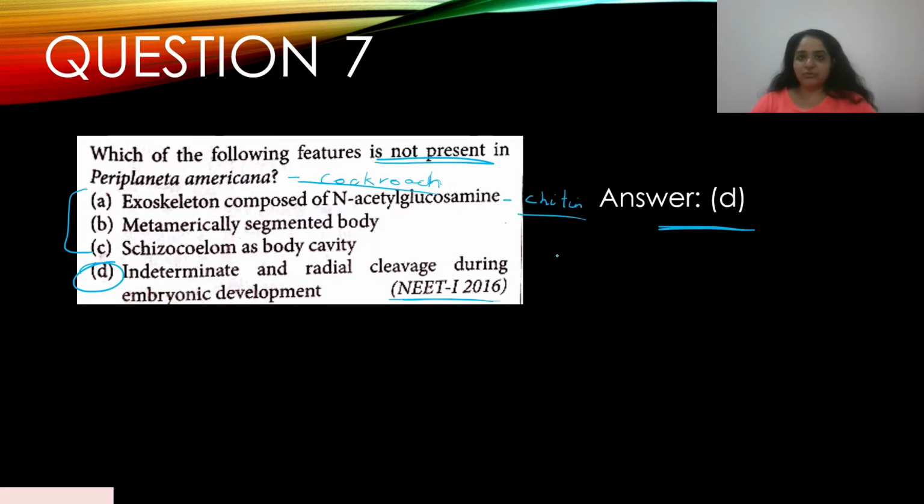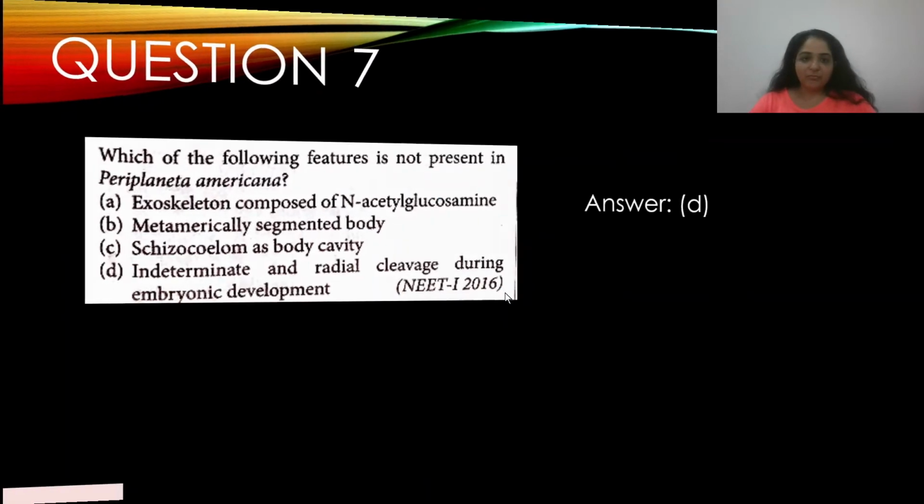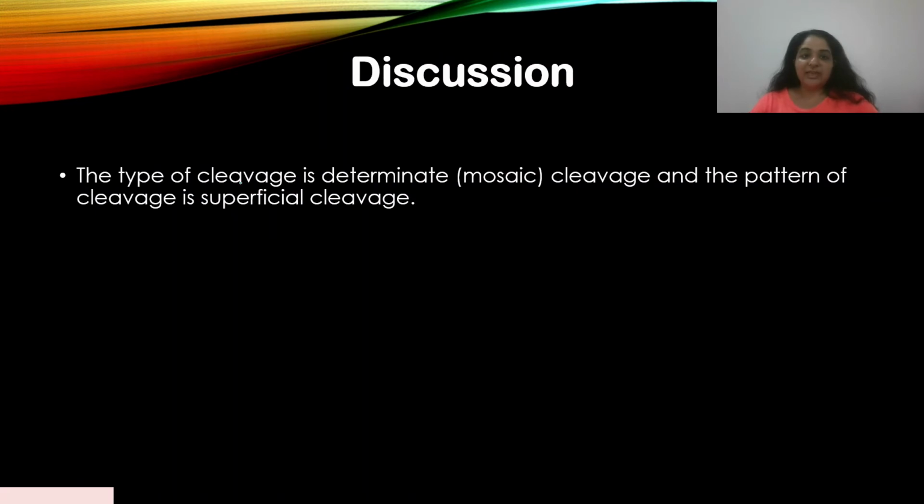Okay, and of course they have a segmented body, we know that, and the coelom is schizocoelom. That's formed from the mesoderm, by the splitting of mesoderm. The type of cleavage is determinate, also known as mosaic cleavage, and the pattern of cleavage is superficial cleavage. Determinate cleavage is when all the blastomeres together have to be present to be able to form an embryo. I would suggest you learn this as a fact.